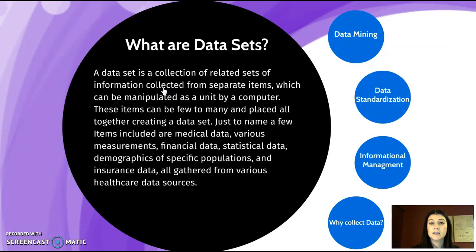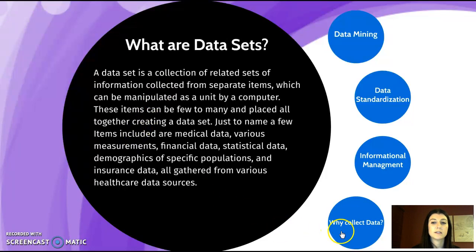A data set is a collection of related sets of information collected from separate items, which can be manipulated as a unit by a computer. These items can be few to many and placed all together, creating a data set. Just to name a few, the items included are medical data, various measurements, financial data, statistical data, demographics of specific populations, insurance data, and they're all gathered from various healthcare data sources.